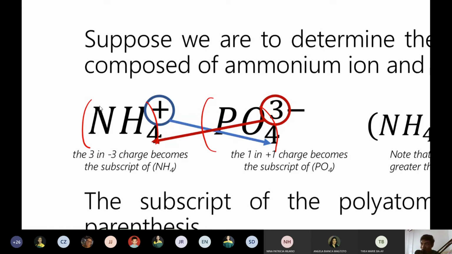That's why I want you to write the parentheses right away, to prevent you from writing the charge inside the parentheses. It's always outside. This 1 here, you will not multiply it with the 4. You put the 1 outside the parentheses. This 3, you will not multiply it with the 4. It stays outside the parentheses. Be careful. That's why I'm telling you to write the parentheses right away on your polyatomic ions.